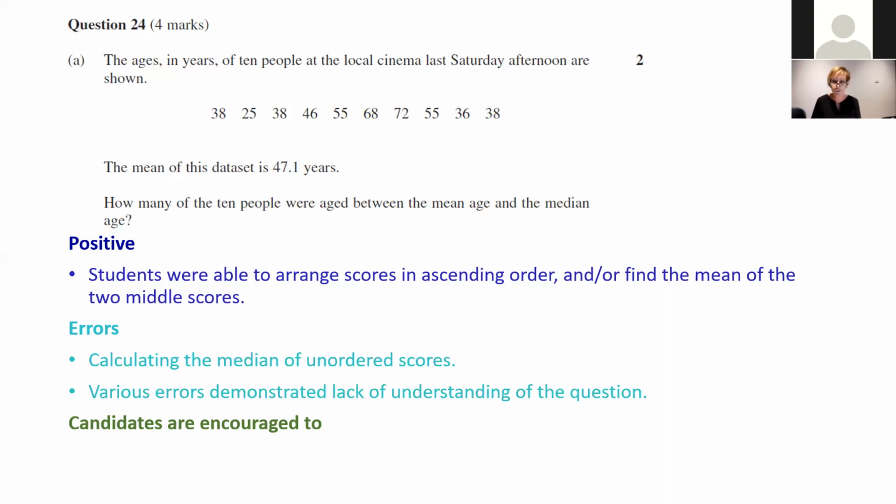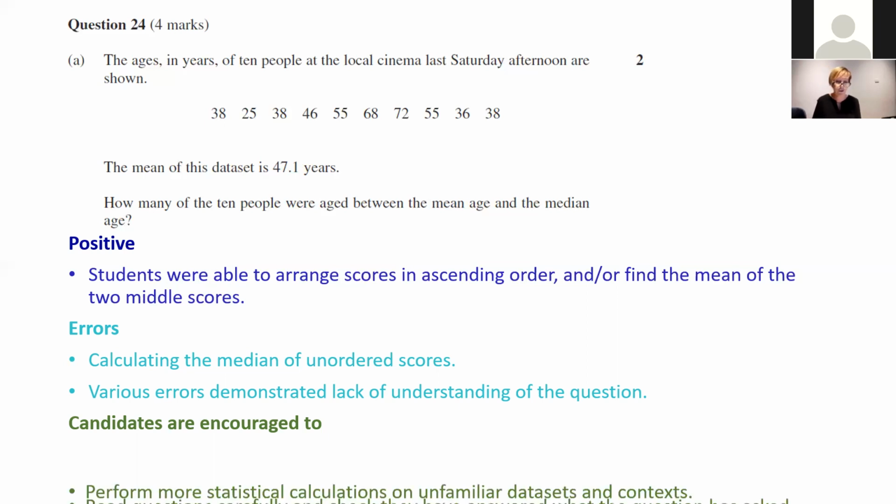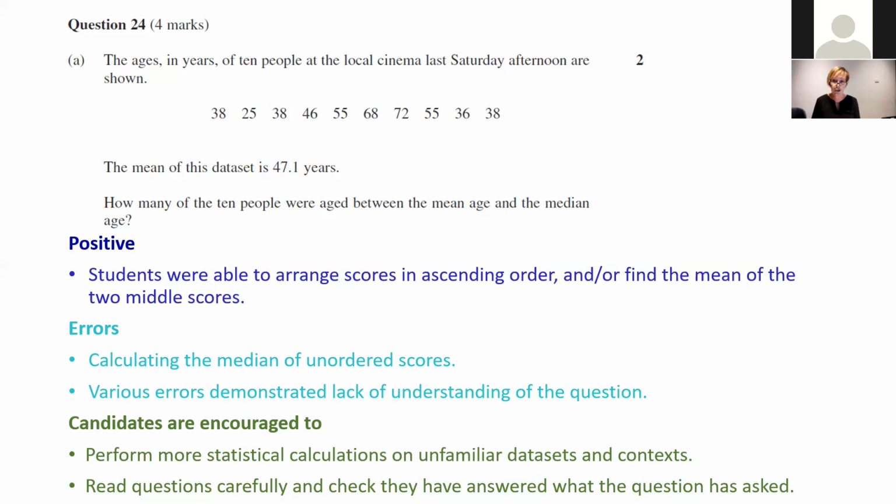So this question was a little bit interesting because they actually didn't need to calculate the median to do this. If they just put the scores in order and compared 47.1, they would have seen that the median was halfway. 47 was the next score along, so they could have just selected it. So it was an interesting question. It really tapped into whether they understood what was going on. So we're encouraging students to perform more statistical calculations on unfamiliar data sets and contexts, and to read questions carefully and check they've answered what the question actually asked.